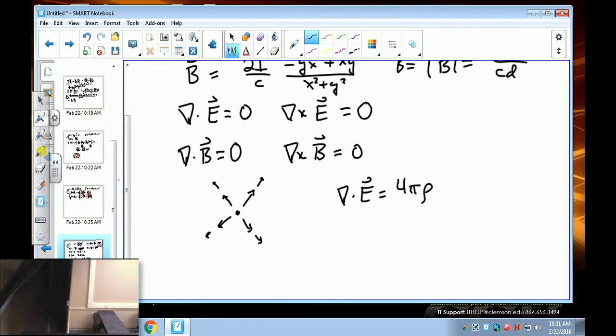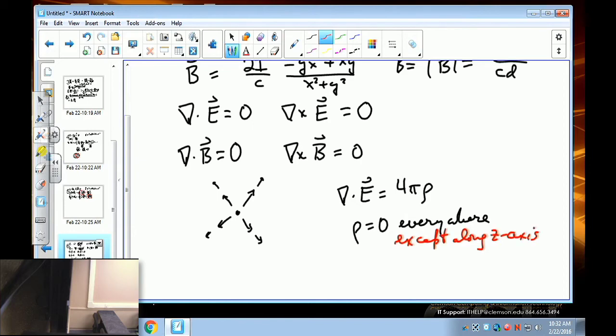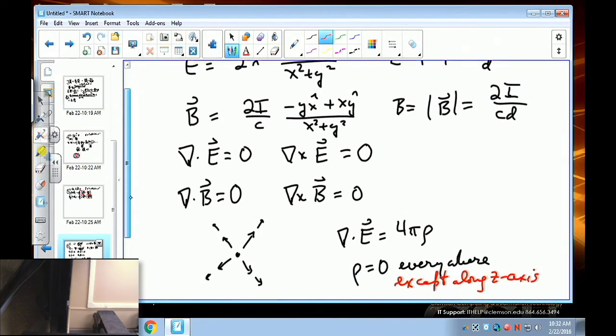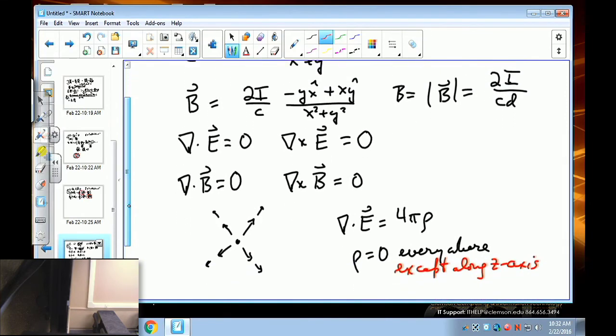And for the line charge, there's no charge anywhere except along the z-axis. Rho is equal to 0 everywhere except along the z-axis. And so we should not get a divergence of E except where x equals y equals 0. Okay, and you can see there that we have a problem with calculating the divergence and the curl for a field that blows up at the origin. So that's something you have to be aware of and watch out for.